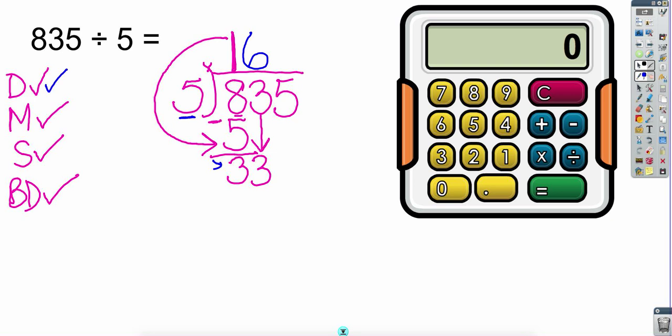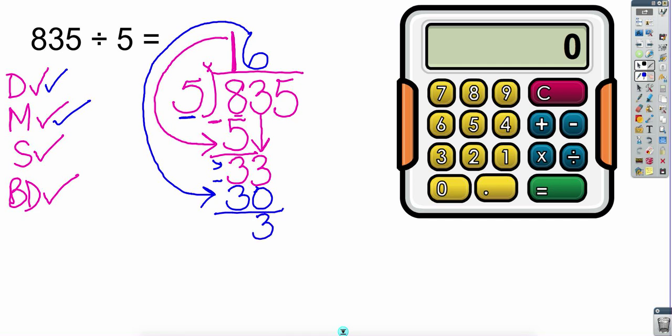Now I multiply. I go 6 times 5 is, and that goes below. So 6 times 5 is 30. Give myself a check. Now I subtract. Make sure my subtraction is correct. Give myself a check. And then I say, can I bring down? Well, there's a 5 here to bring down. So I'm going to bring it down.